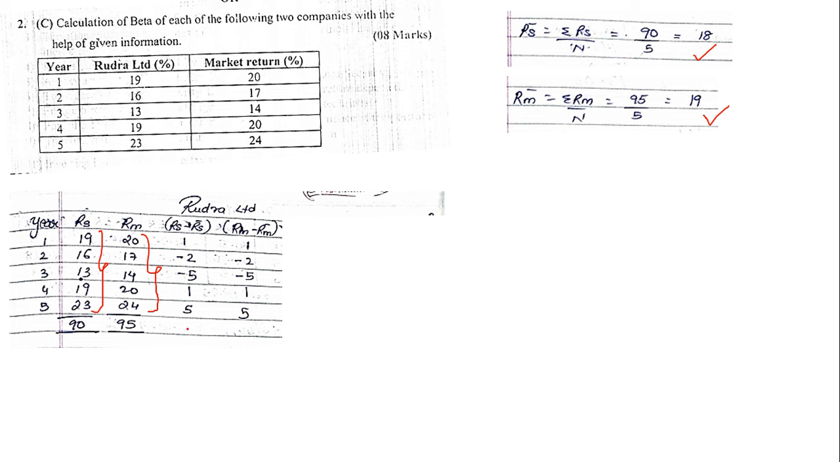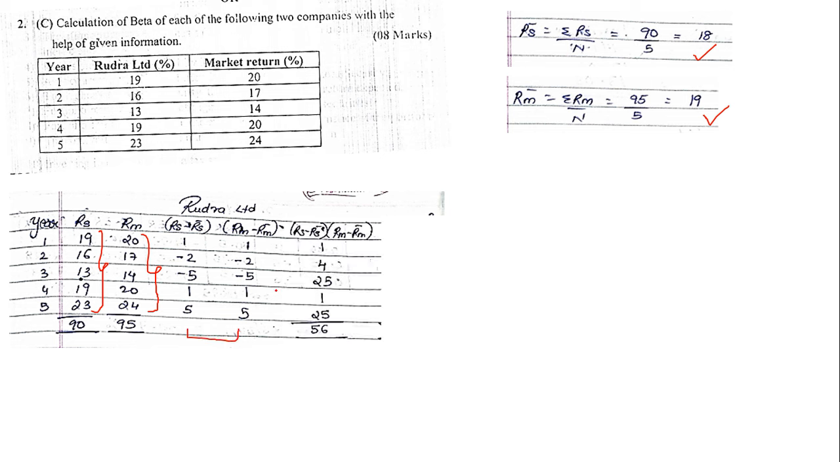Once you get the differences, multiply them in a third column: RS minus RS bar into RM minus RM bar. So it will be 1, 4, 25, 1 and 25. Last step, whatever was RM minus RM bar, square that and put it in the last column. So 1 squared is 1, -2 squared is 4, -5 squared is 25, 1 is 1, 5 is 25. The total comes to 56. So the totals of the last two columns are very important.